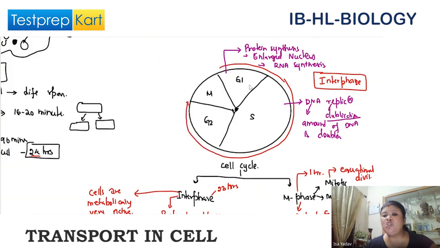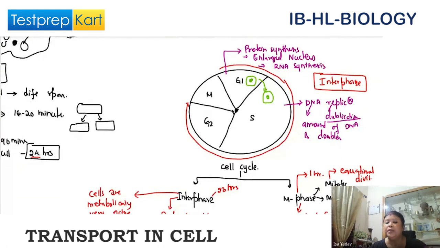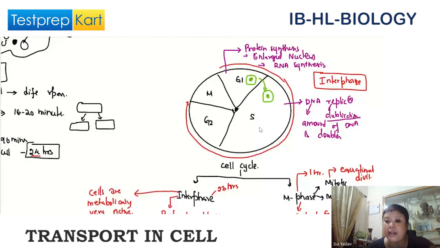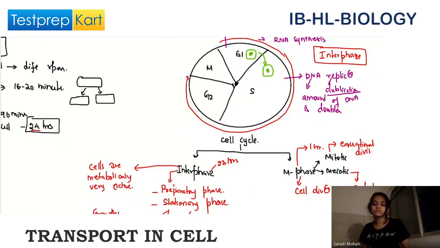Now see, when a cell is in G1 phase, it has a choice to remain in G1 phase. It can decide, I don't want to divide, I will not divide. But the moment the cell enters into the S phase, it has no choice. The cell has to divide, because S phase means the DNA will be doubled and no cell can remain with a doubled DNA. Clear? This you have to understand. Are you understanding, Sana? Any doubt?